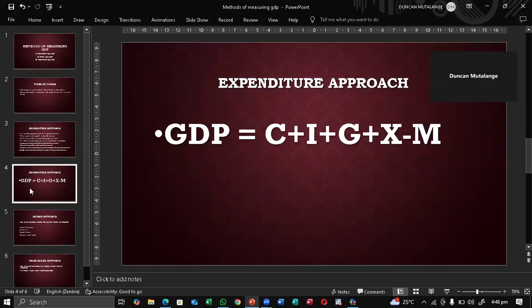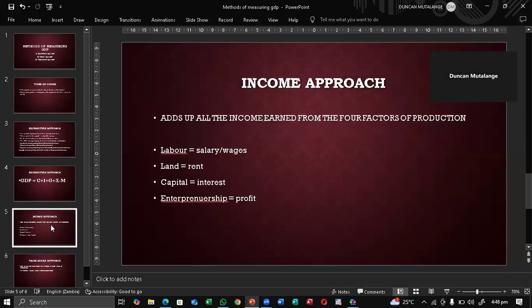The reason we are subtracting imports: if you look at the definition of GDP, we're looking at what has been produced within a country. So if the good has not been produced within the country, those are recorded as imports. We need to subtract them from GDP. All right. So we have the consumption, the investment, the government expenditure, and the net exports. All right. I hope that is very much okay.